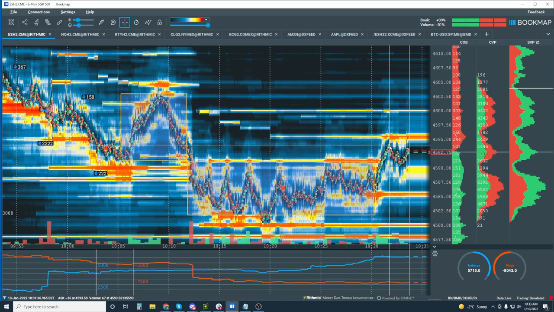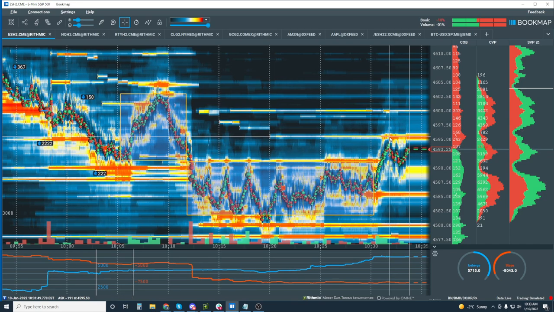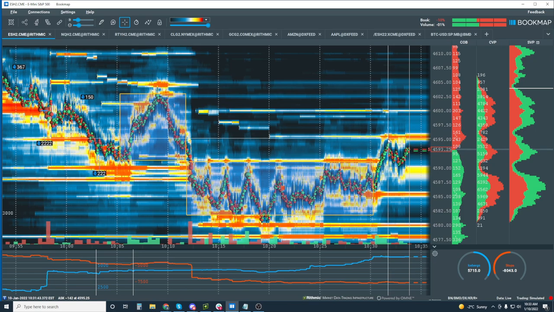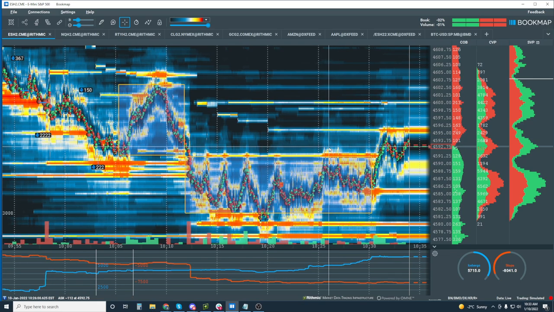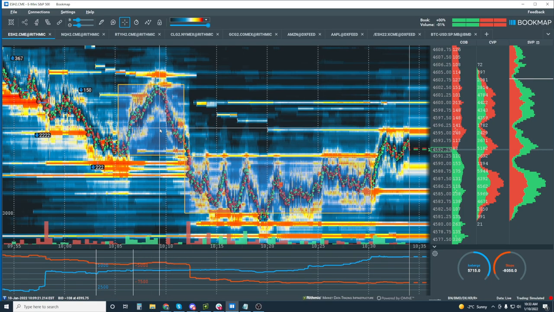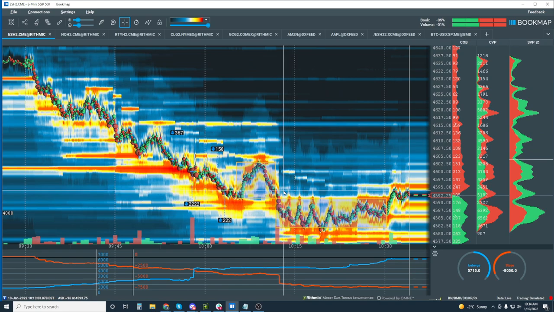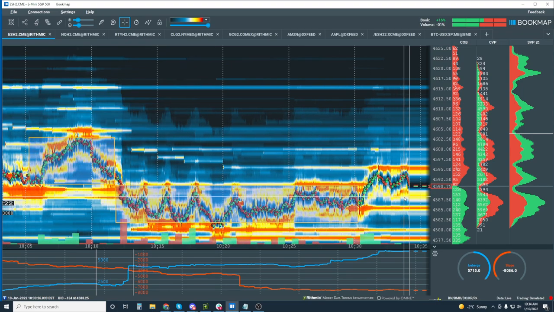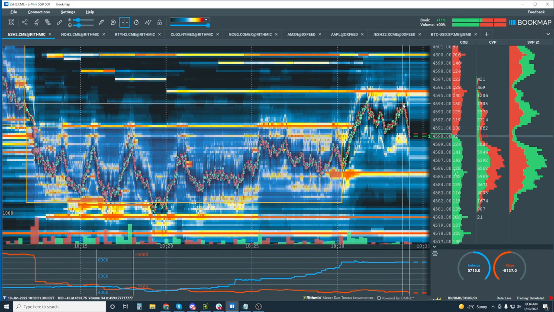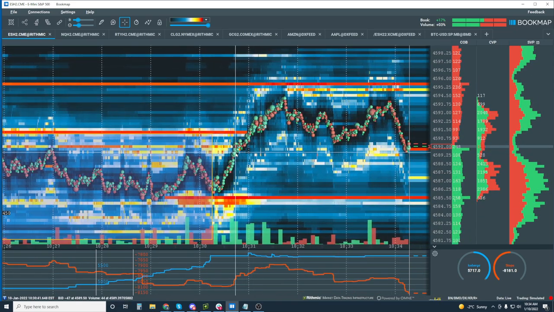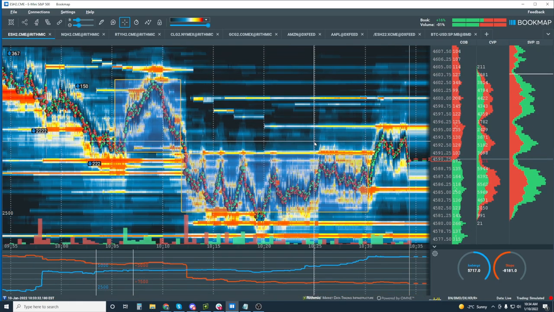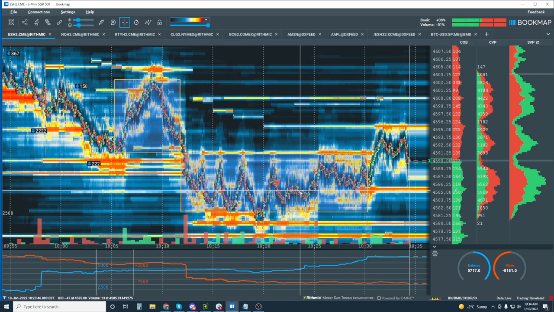Still looking for them to squeeze this higher into our 95 liquidity up here, 95 and a quarter. This one's kind of an odd structure, in fact, because we got the liquidity here at 95. Now see how it did a double top here? Then we can start to look at this structure too, and we've seen this so many times. This might be a failed head and shoulders pattern here.